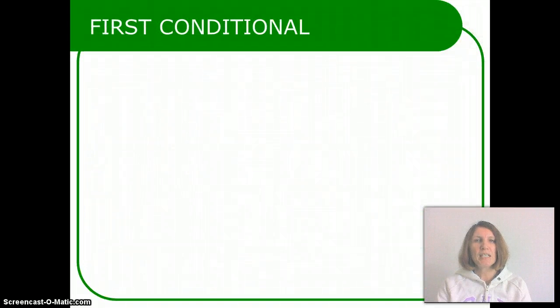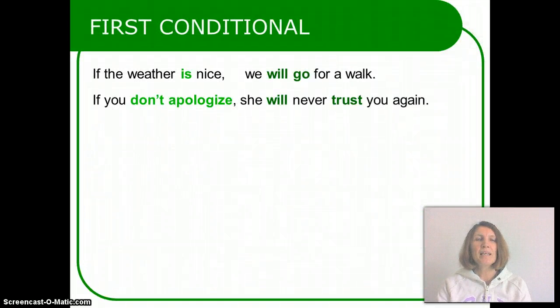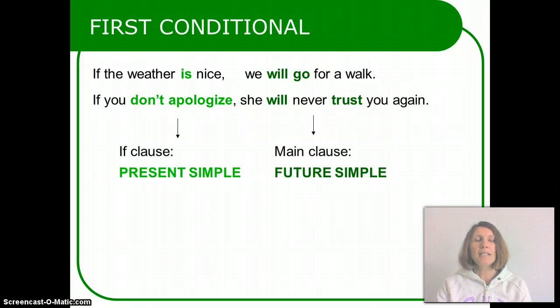Let's look at the first conditional. Take a look at these two examples and read them to yourself. So, what's the rule? The if clause, again, uses the present simple, just like the zero conditional. But in the main clause, we have the future simple tense.